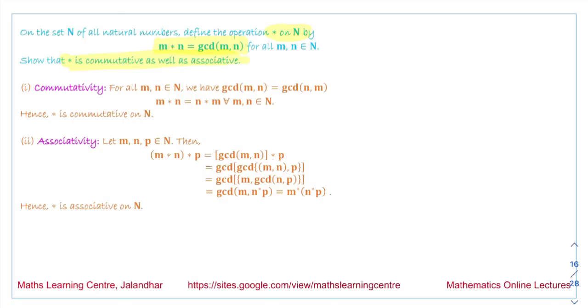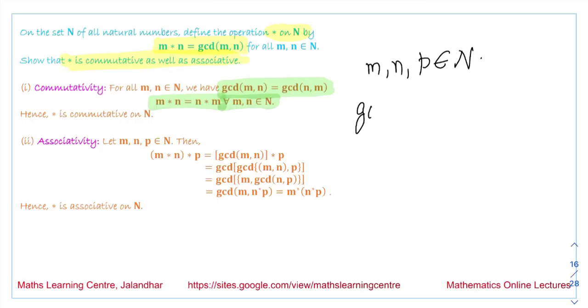For commutative, we are saying if we consider the GCD of m, n or the GCD of n, m, the answer will be the same. So we are saying that m star n is equal to n star m for all natural numbers m and n. Next, when we are talking about associativity, we are considering three elements m, n and p. Suppose these are the three natural numbers given to us.